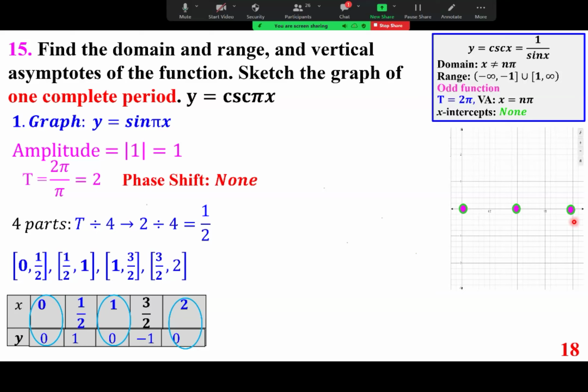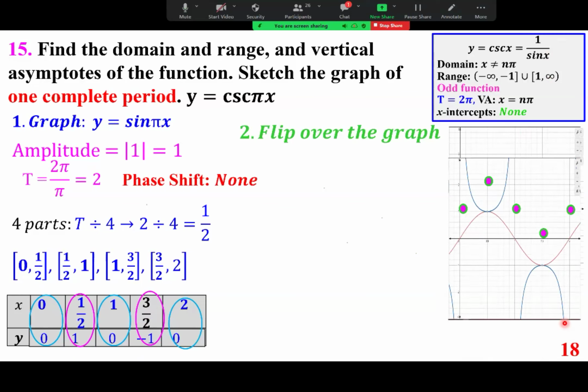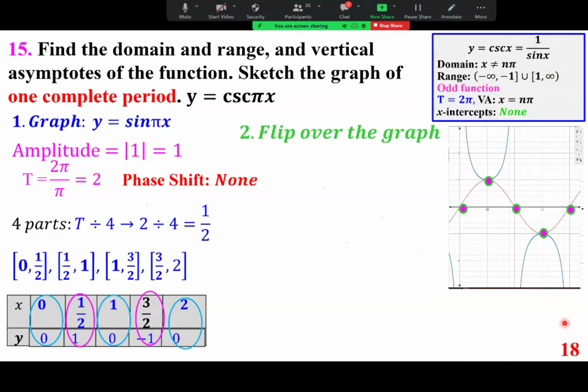We are going to graph the max and min at 1/2, 1 and 3/2, negative 1. This is the graph of sine. Flip over the graph. It flips over. Of course, it can continue indefinitely if you want.